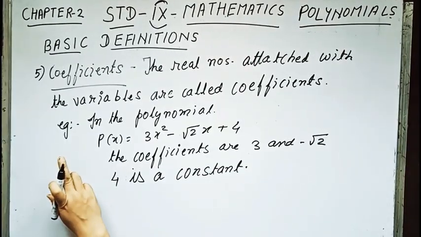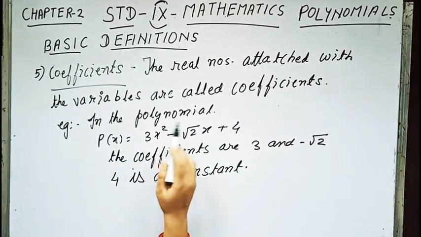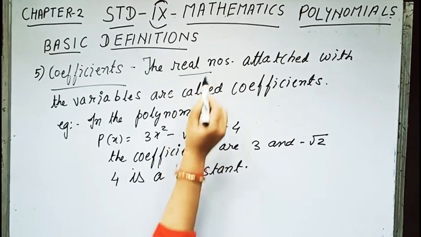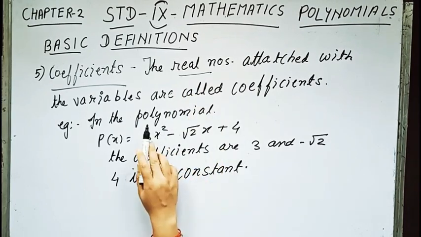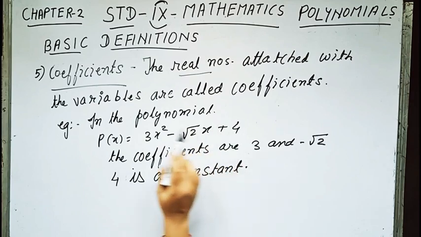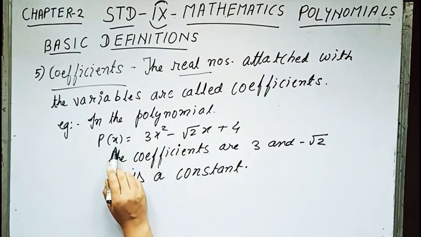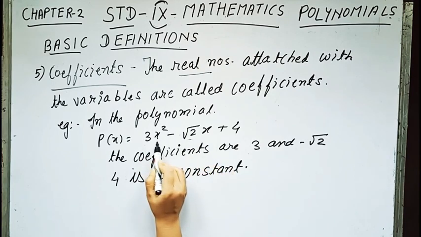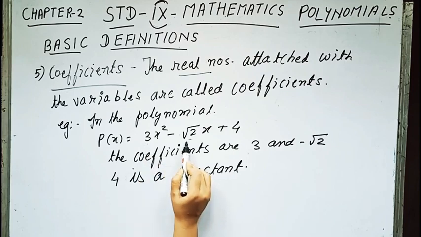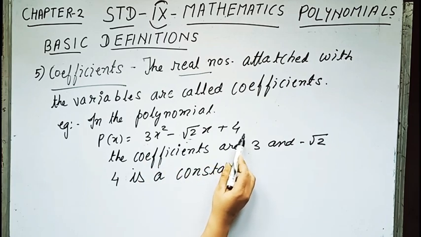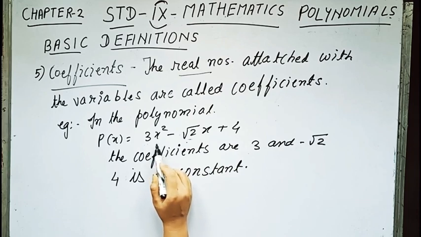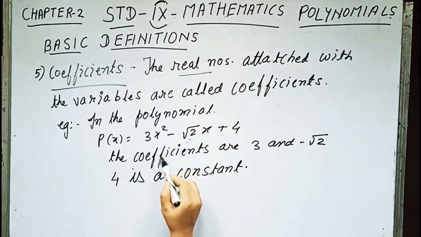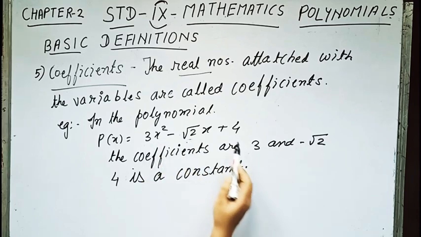Now, definition of coefficients. The real number attached, take care, real number, with the variables are called coefficients. For example, in this polynomial p(x) equals 3x square minus root 2x plus 4, the coefficients attached with the variables are 3 and minus root 2. This 4 is not attached with any variable. So the coefficients are 3 and minus root 2, and 4 is said to be a constant.